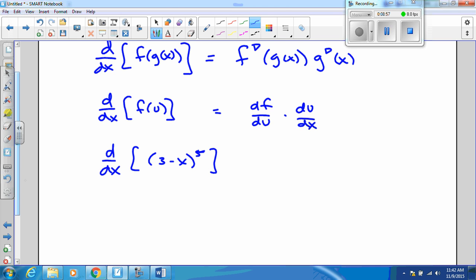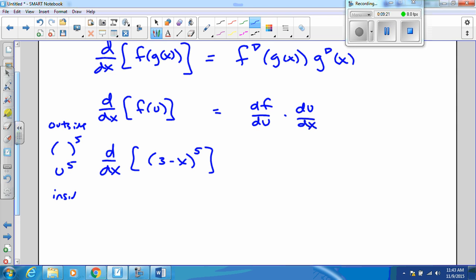Okay? Now, visually, outside, inside. What's the outside function? 3 minus x to the fifth. Yeah, it's the one we had before on the previous page. Outside, inside. So the outside is whatever to the fifth. If we think about it in terms of u, it's u to the fifth. That's my outside.